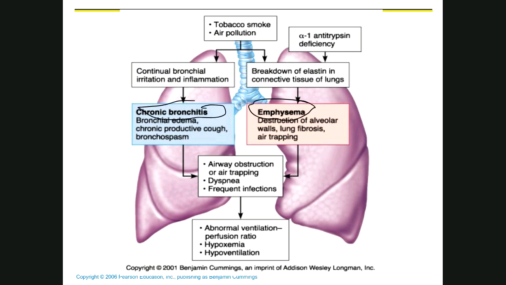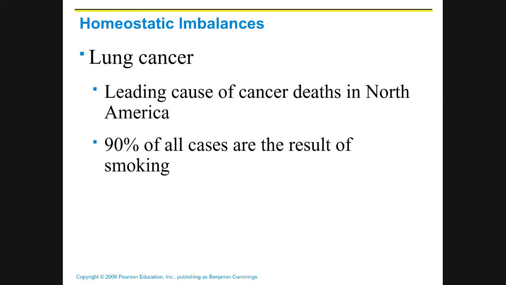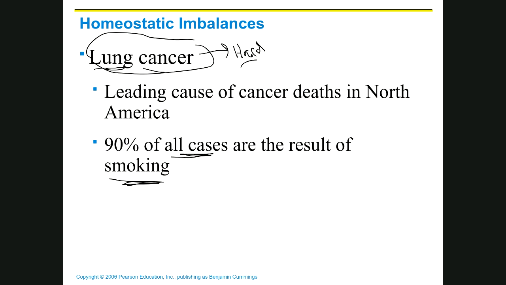We can also have things like emphysema and bronchitis. All of those things affect respirations. And then, of course, we have lung cancer. Lung cancer is a very hard cancer to treat. So once you get it, you don't have a very long life ahead of you. The good thing, if there is a good thing about lung cancer, is that almost all cases of lung cancer are associated with smoking. Look, it's about 90%.